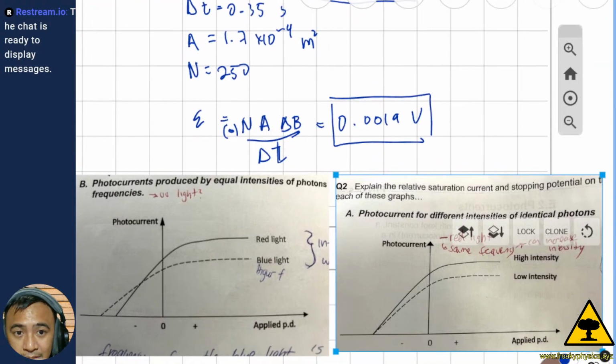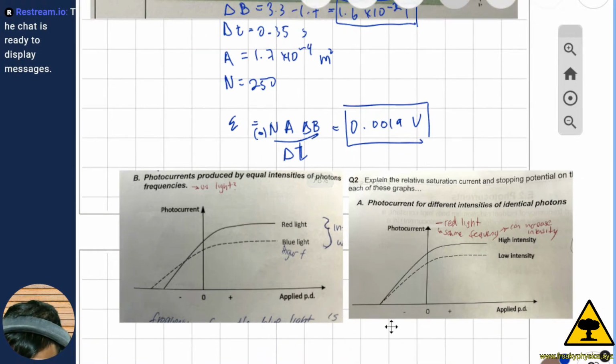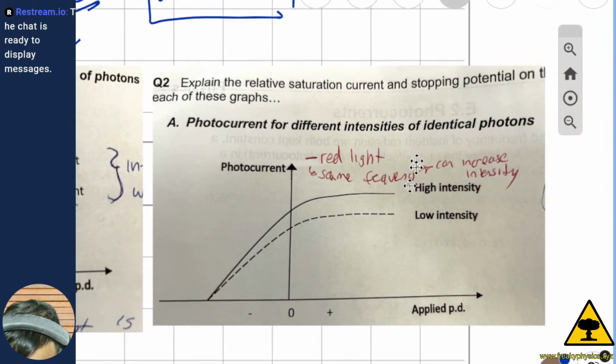And why did the lines cross over in graph B? Now, first of all, in graph A, it's easy to see because they're the same frequency. They're identical photons and therefore they're the same frequency, right?